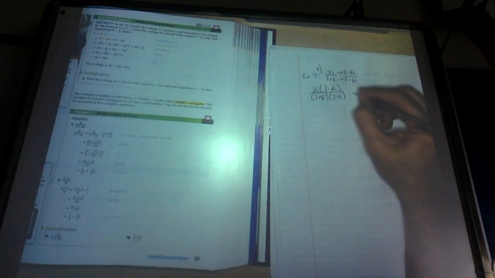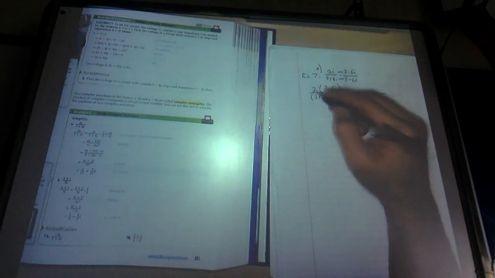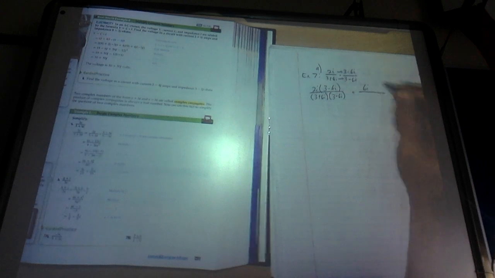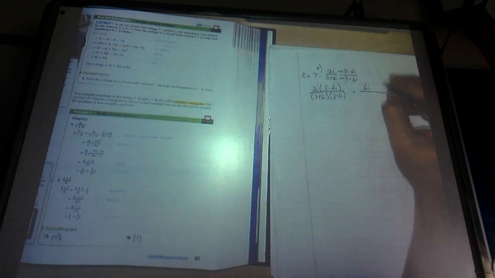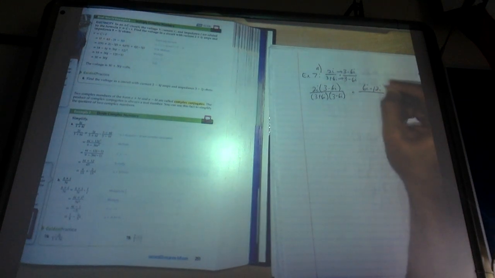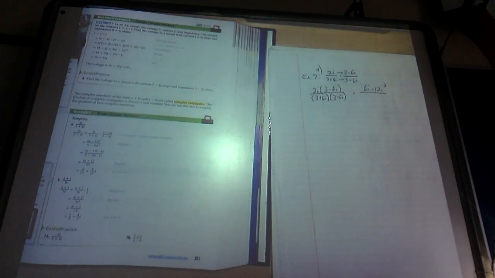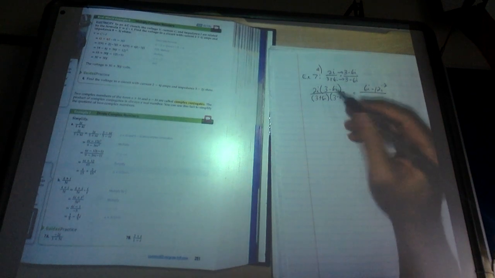All right, so simply however you want to do it, on the top, I'm distributing 2i, so 2i times 3 is 6i, and 2i times negative 6i is negative 12i squared. We'll deal with the i squared in just a second. You may remember that from the last lesson. All right, on the bottom, we got a FOIL.